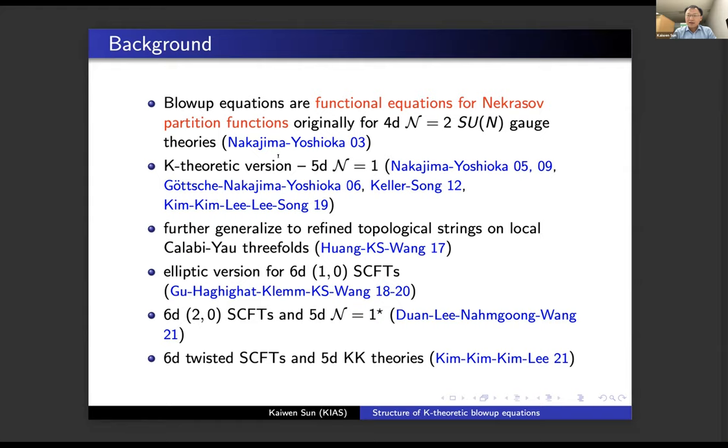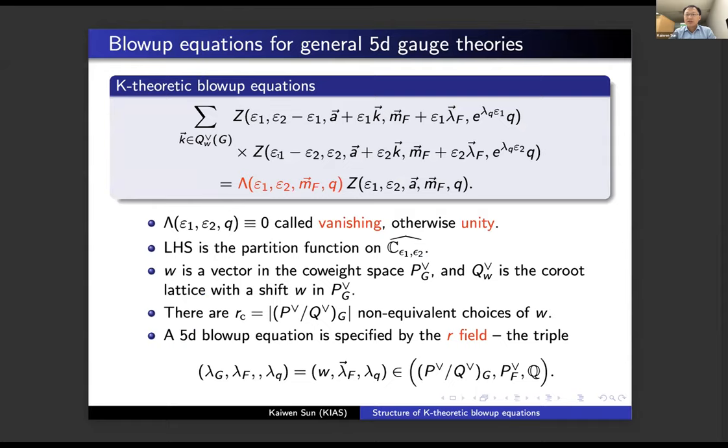So the interest of my current talk is 5D blow-up equations, in other words, the K-theoretical blow-up equations. You can see that this is a general formula for K-theoretical blow-up equations. Here, Z is the partition function of an arbitrary 5D N=1 supersymmetric gauge theory. Epsilon 1 and epsilon 2 are the two Nekrasov deformation parameters. A is the gauge parameter, also meaning the Coulomb parameter. M_F is the flavor parameter. And Q is the 5D instanton counting parameter.